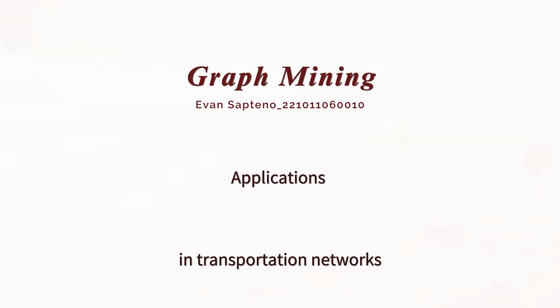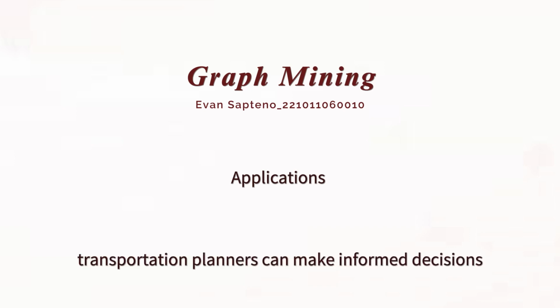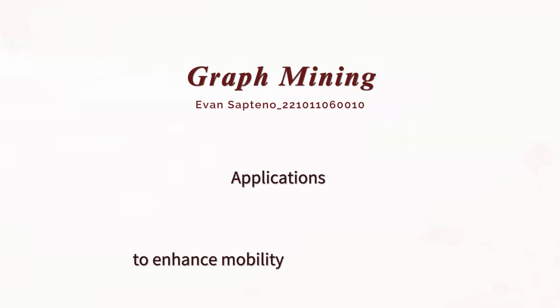In transportation networks, graph mining aids infrastructure planning, traffic prediction, and route optimization. Complex networks representing road networks, public transportation systems, and traffic flow are analyzed to identify traffic congestion, improve public transportation efficiency, and plan vehicle routes. Utilizing graph-based representations and advanced analytics, transportation planners can make informed decisions to enhance mobility, reduce congestion, and improve overall transportation system efficiency.